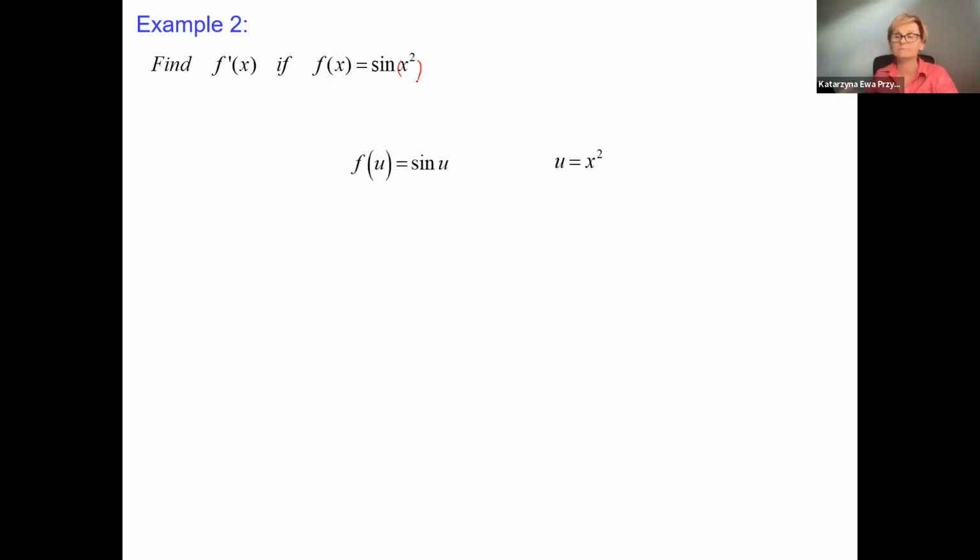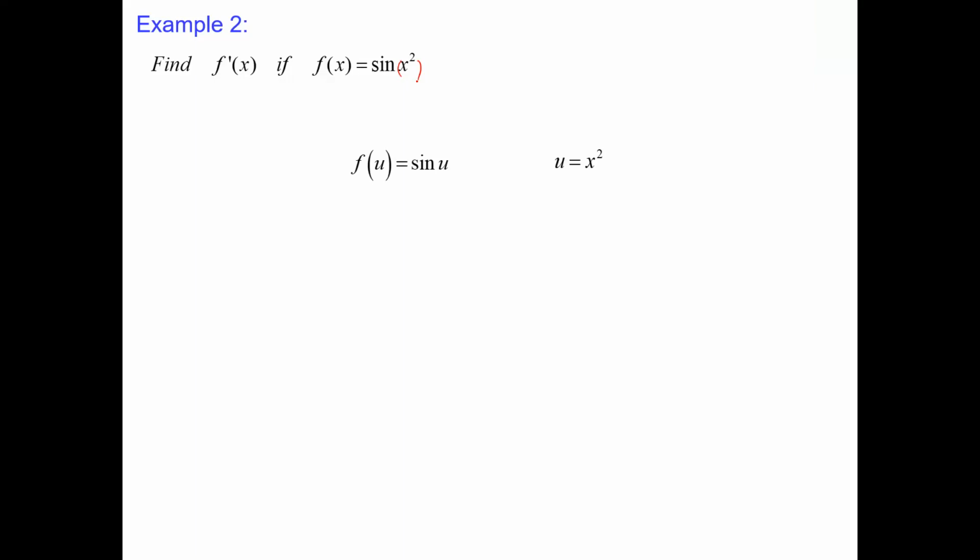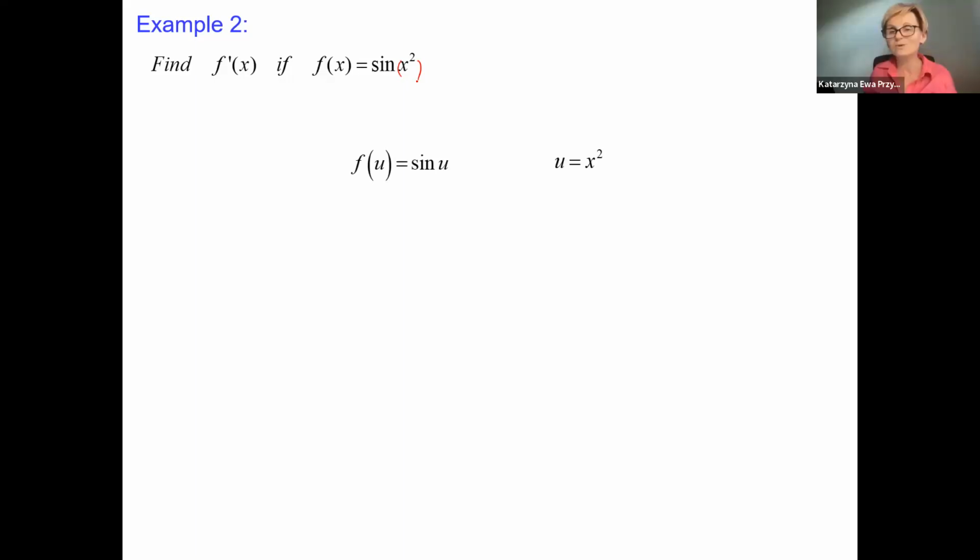X squared. Yes, the inner quantity is x squared. Okay, so we have sine of u. We know that behind u we have a new function, the inner function. What's the derivative of sine of u? We just learned the derivative of sine of x, but now we have sine of u. Cos of u. Kriti, I don't know if I heard you. Did you say cosine of u?